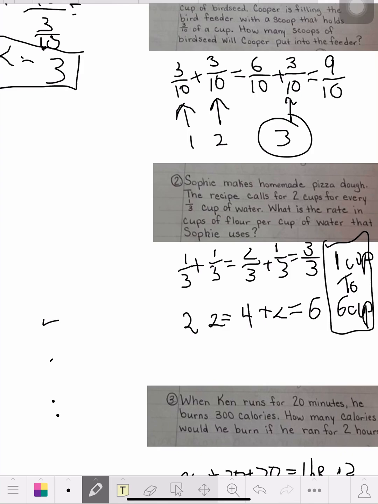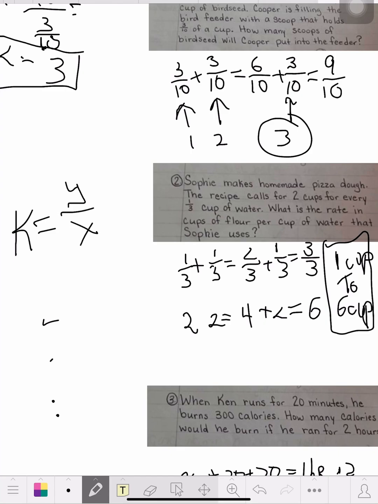Sophie makes handmade pizza dough. The recipe calls for 2 cups for every 1/3 cup of water. So now what we have is the y variable and the x variable we're going to solve. So let's set up a formula. K equals y over x.